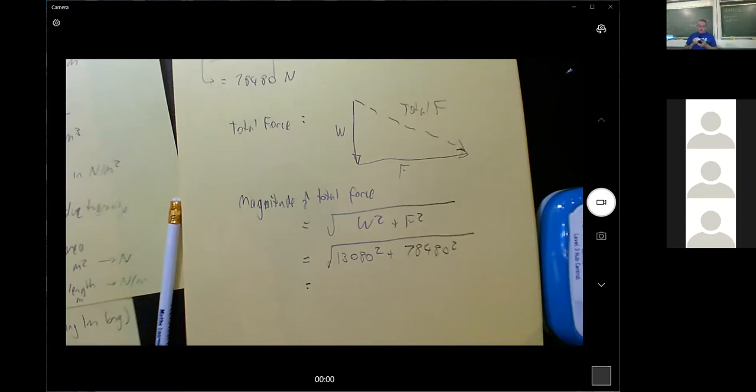3,080 squared plus 78,480 squared, and then the square root, oh damn it.